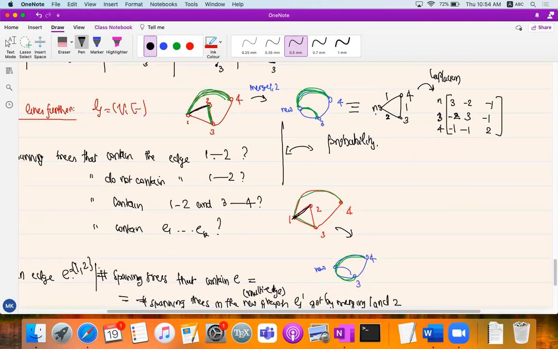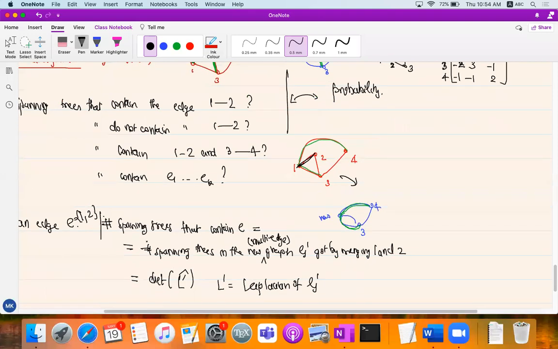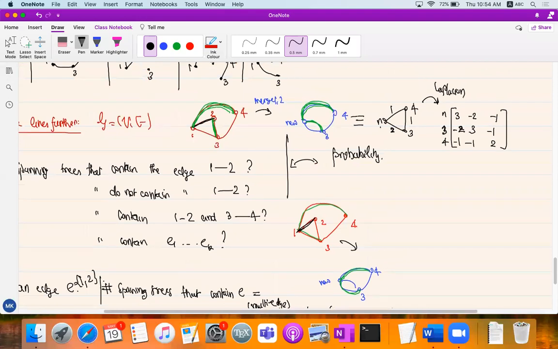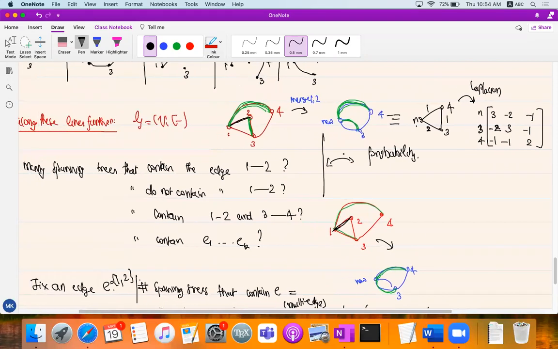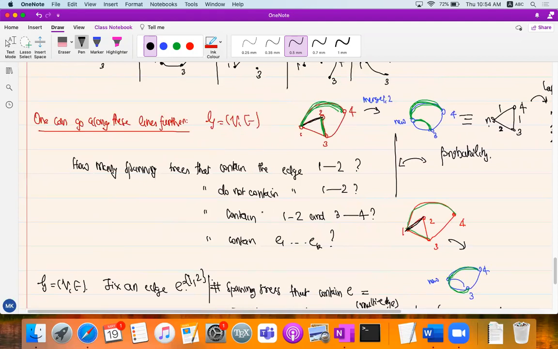So this is how you get the number of spanning trees which contain a particular edge. If you want it to contain E1, E2, ..., EK, you have to merge all those edges and then do the counting. Okay. And if you want to count how many spanning trees do not contain 1 to 2, what will you do? It's not supposed to contain 1 to 2. What will you do?